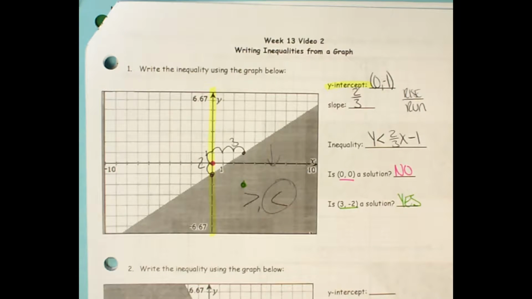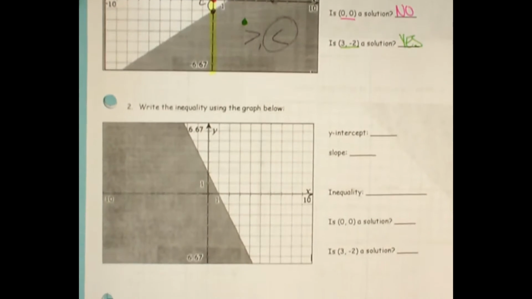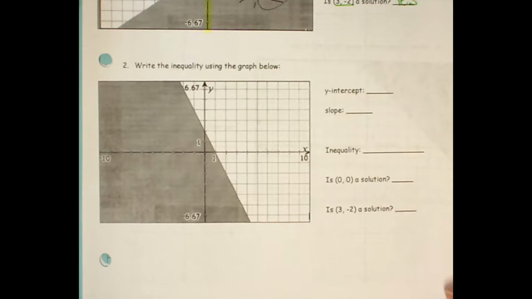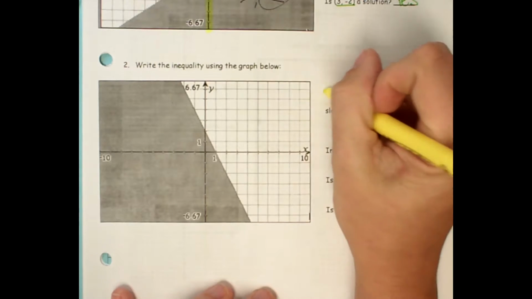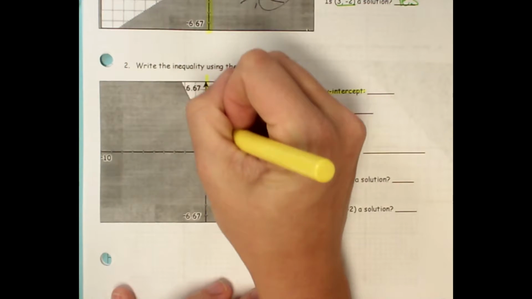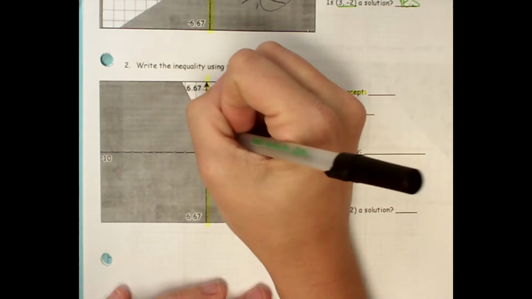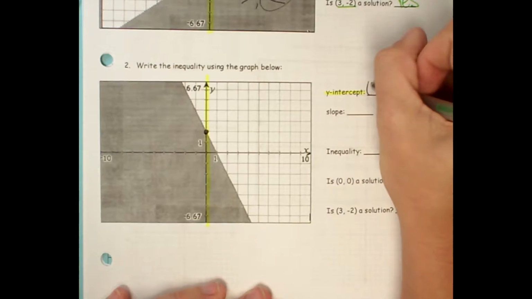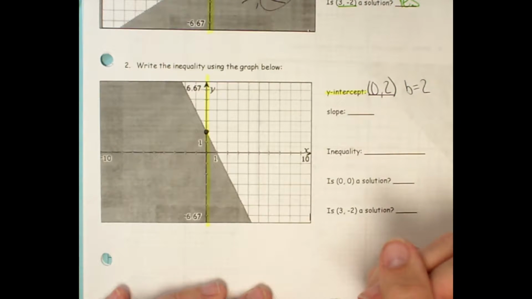So let's look at the number 2. It says write the inequality using our graph below. So the same thing we did before. We're going to find our y-intercept by seeing where it crosses our y-axis. So if we look, it crosses at 0, 2. So just like before, that means that my b value is going to be 2.